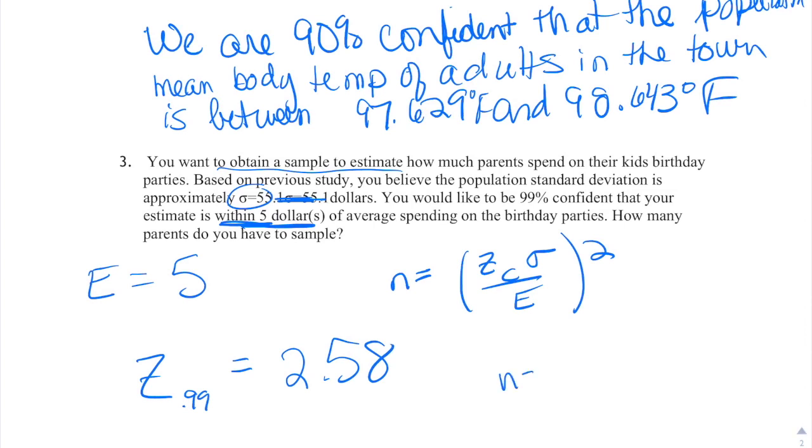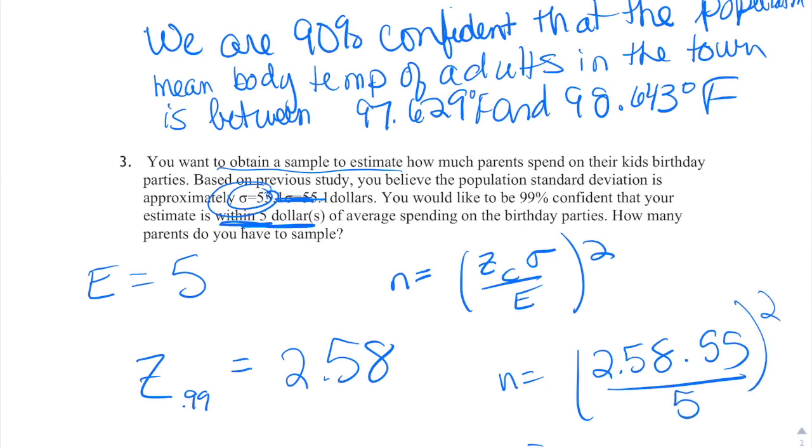Okay, so we have n equals 2.58 times sigma, which is this 55, over the margin of error of 5, and square it. Okay, so if we put that in our calculator: 2.58 times 55 divided by 5, and squared. I get 805.4244. Remember, even if this is below 5, we're always going to round up. So our sample size would be 806. Make sense?